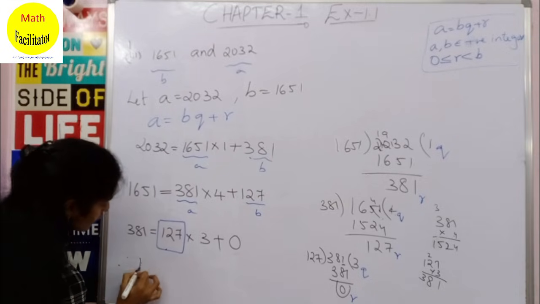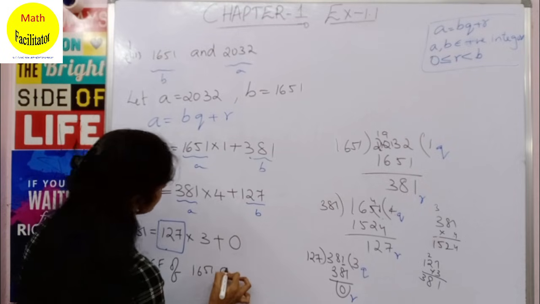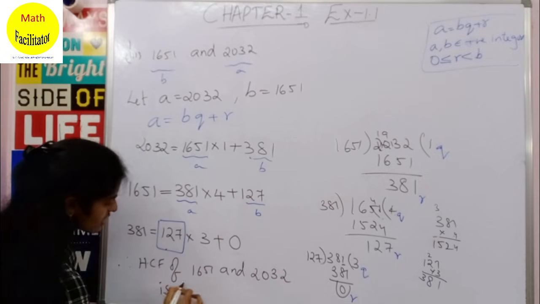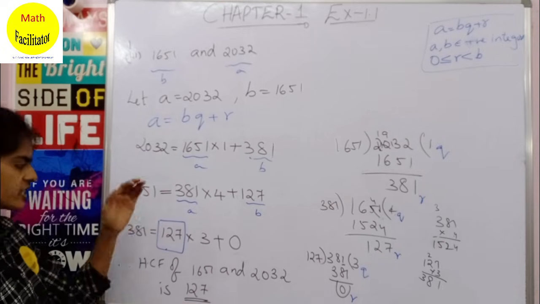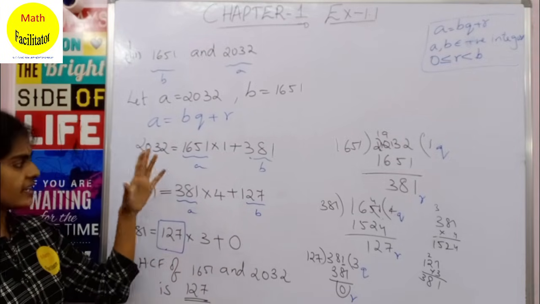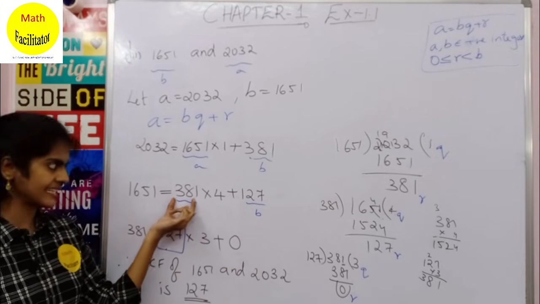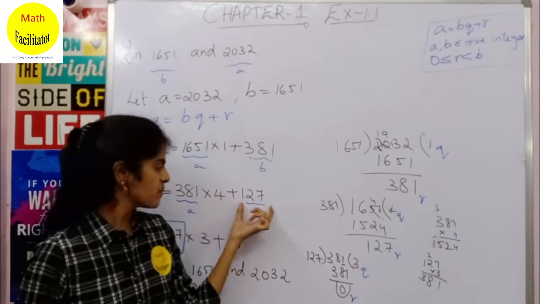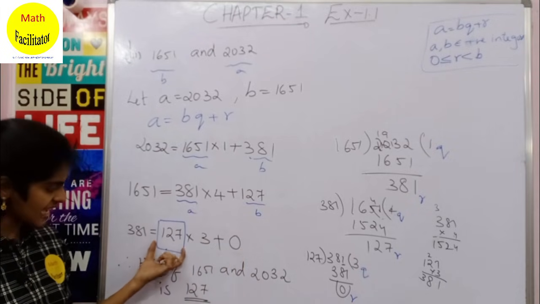Therefore HCF of 1651 and 2032 is 127. Clear? So you stop the process whenever the remainder is 0. Till then you proceed, and in the next step, after the equality sign, whatever number you have you take as A, and the last number, that is the remainder, you take as B. But if the remainder is 0, you stop the process and take this B as the HCF.